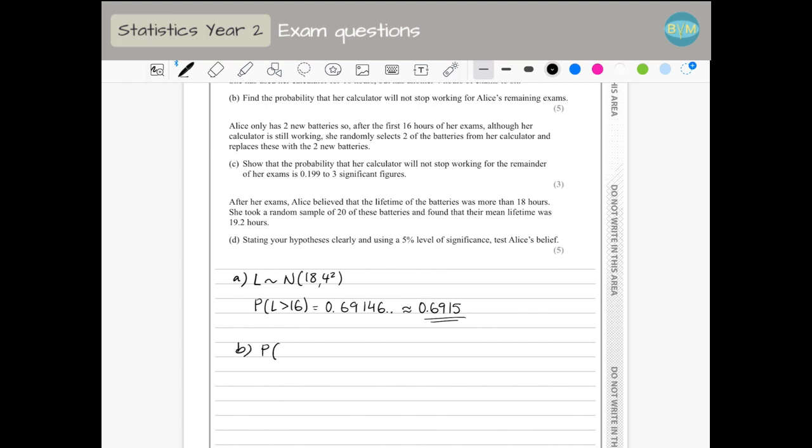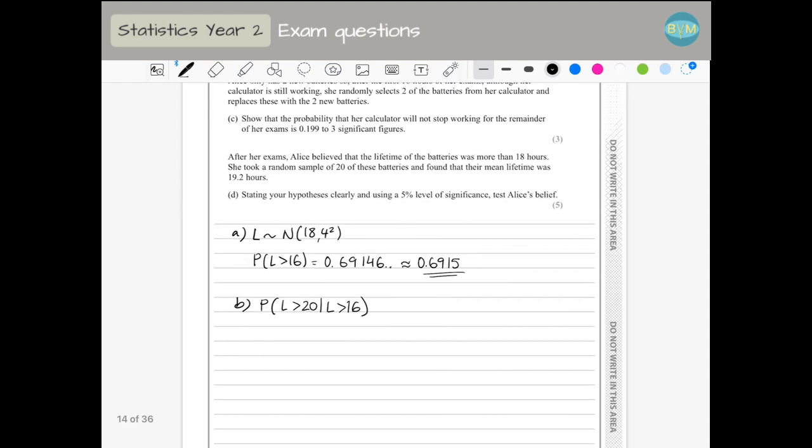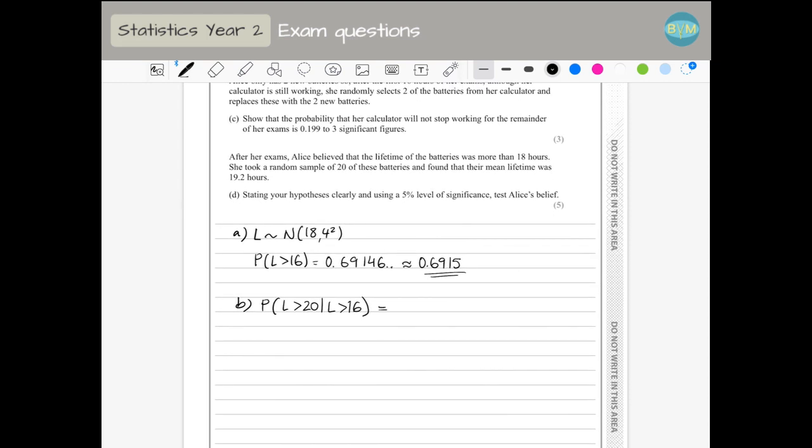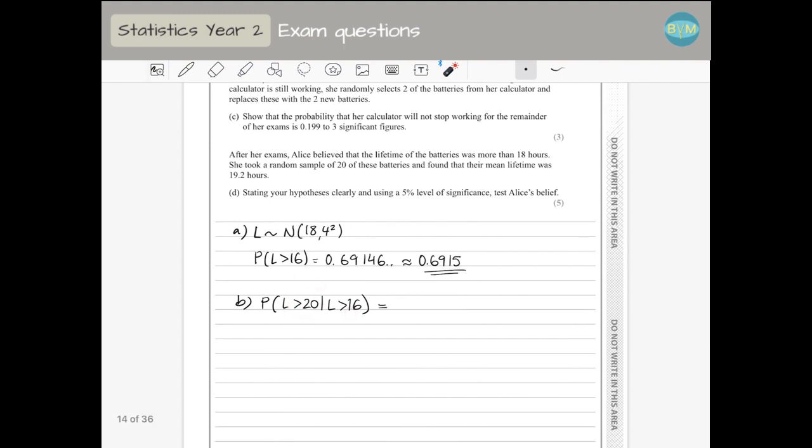So that's why it's conditional probability, because we already have that information. So really we are trying to find the probability that the batteries last more than 20 hours, given that they have already lasted 16 hours, because that's where they say the batteries have already been working 16 hours. This is the probability that it lasts more than 20 hours and more than 16 hours at the same time. So it's really the probability of L greater than 20.